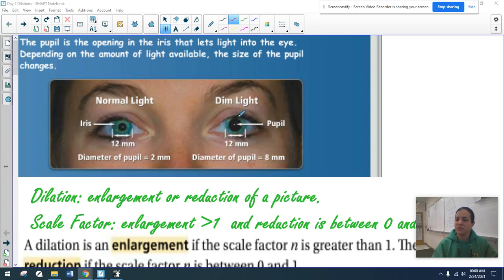So dilations. I'm sure you've had your eyes dilated when you went to the eye doctor. What that means is, if you have normal light, then your pupil is normal. So this little black part is normal. But if there's dim light and it's really dark, your pupil will get real big.